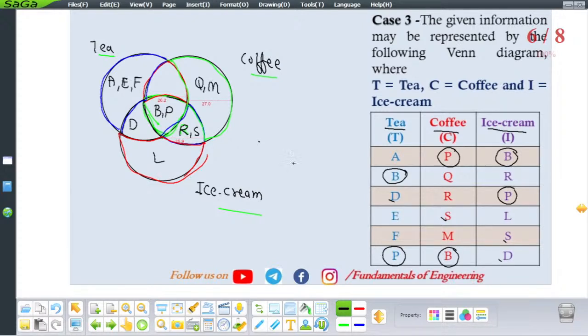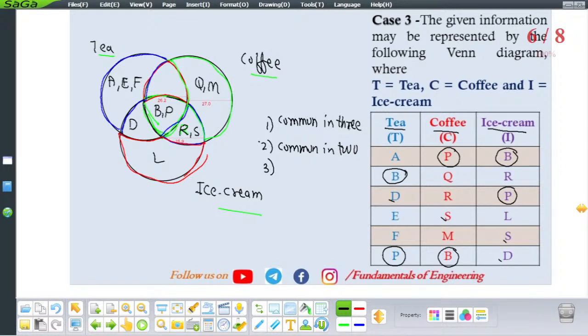So whenever you are representing the data, first of all you have to find out the names common in three objects, then common in two. Common in three means tea, coffee and ice cream. Common in two means tea and coffee, or coffee and ice cream, or tea and ice cream. And only one means only tea, only coffee, only ice cream, right?